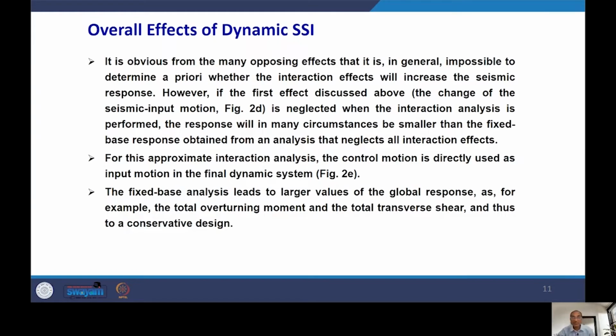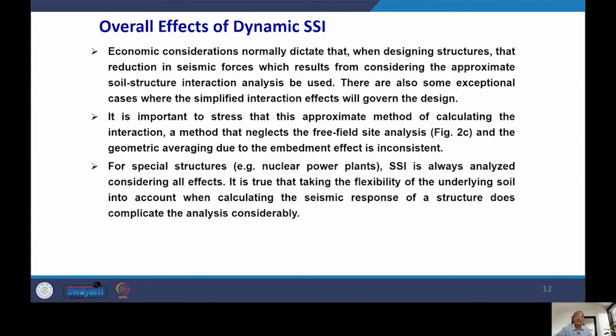So when you carry out fixed base analysis, it will give you larger values of the global response, and once you get larger values of the global response, that means you are carrying out a conservative design. Continue with the overall effect. Now economic consideration dictates that when designing the structure, if the reduction in seismic forces from approximate analysis is giving you a benefit in the design, then certainly it should be used. But one needs to make sure that you have considered all the effects. There are some exceptional cases where the simplified interaction effect will govern the design.